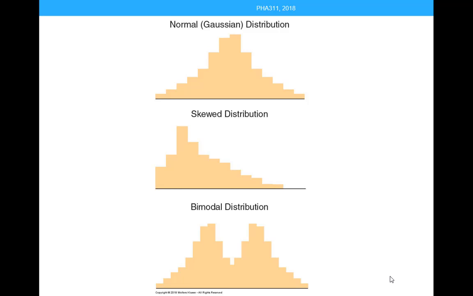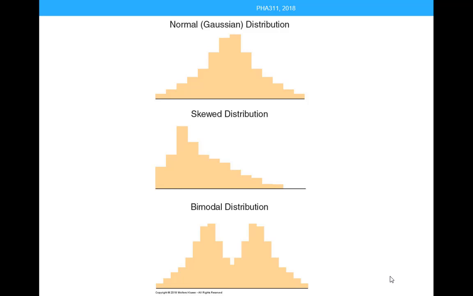Alright, for normal distribution, mean is the best measure to know the center of the population or the results that you are getting. For skewed distribution, median is the best, and for bimodal, remember mode, bimodal mode.